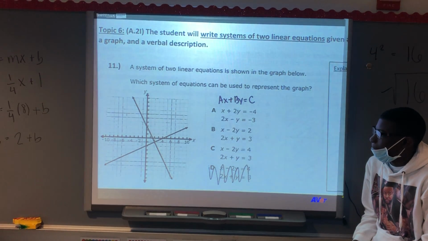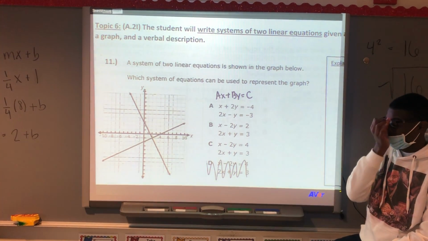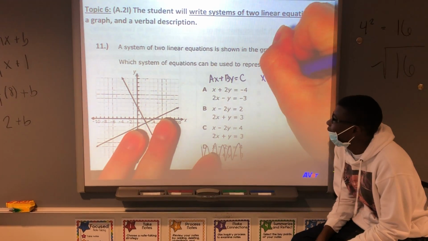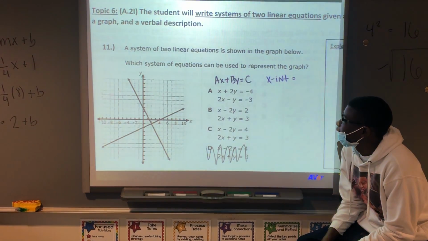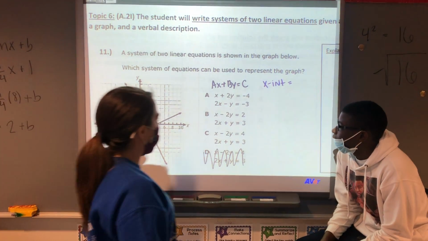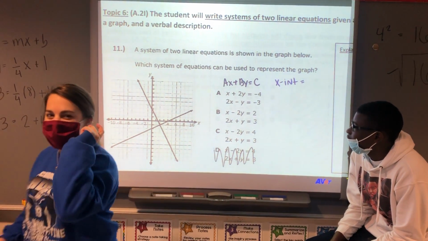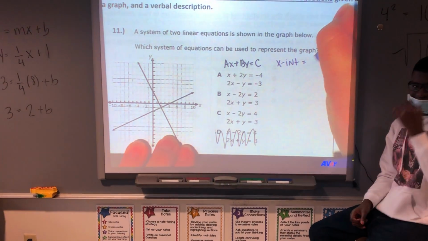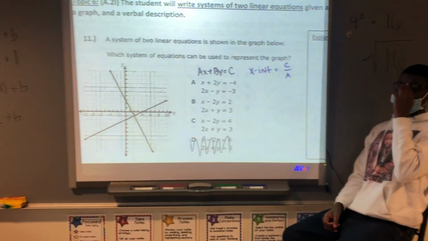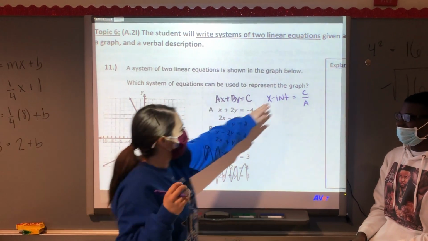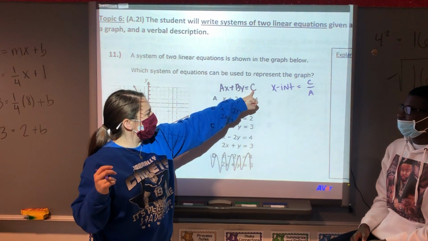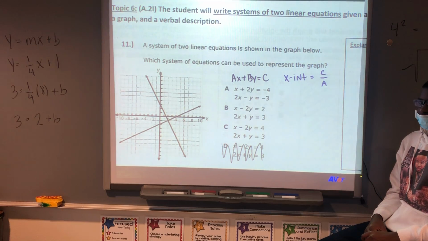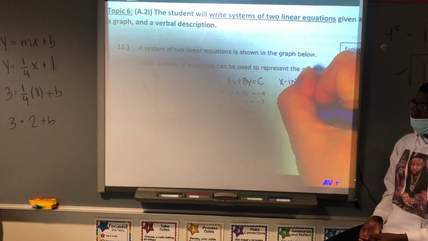I'm going to have people from my audience tell me different things they know about ax plus by equals c, which is standard form. So, how do we find the x-intercept? C over A. Yeah, C over A is our way that we find the x-intercept. We take whatever number is here, divided by that number, and we find the x-intercept.